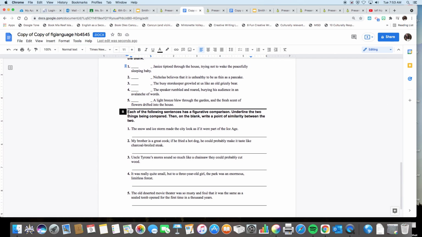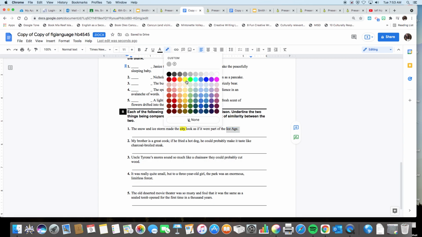And then part B asks, each of the following sentences has a figurative comparison. Underline the two things being compared. Then, on the blank, write a point of similarity between the two. Okay, so let's do number 1 together. It says, the snow and ice storm made the city look as if it were part of the Ice Age. Okay, so I'm going to say right here, the city is being compared to the Ice Age.